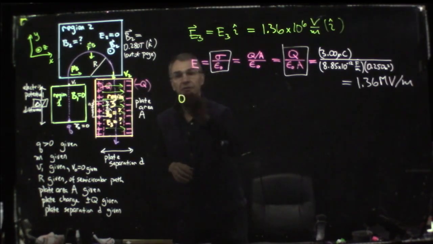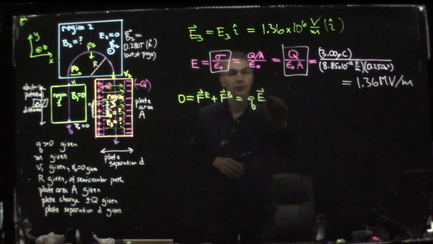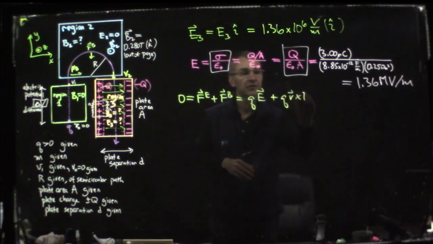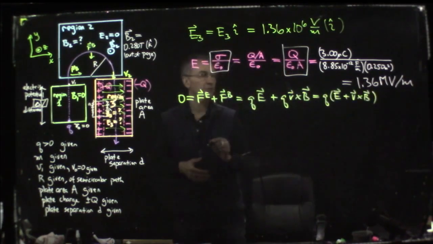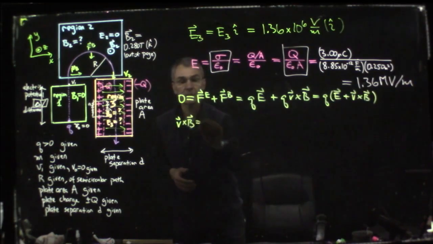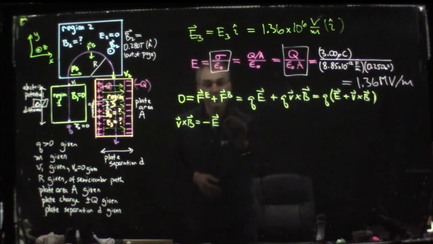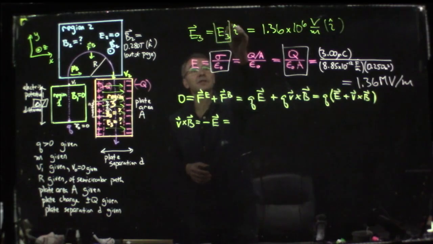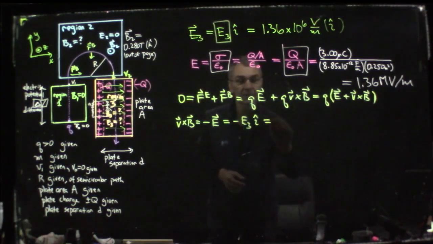So that tells us that 0 is the electric force plus the magnetic force. That equals QE for the electric force plus QV cross B for the magnetic force. And we can factor out the Q. So in fact, we just want V cross B equals minus E to get this factor in parentheses to equal 0. We just worked out the magnitude of the electric field. So this is minus E3 in the I hat direction, and the velocity is V2, which is the same as V1 actually, in the minus J hat direction.